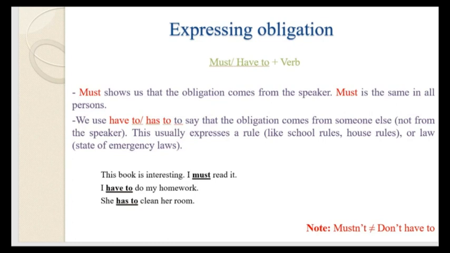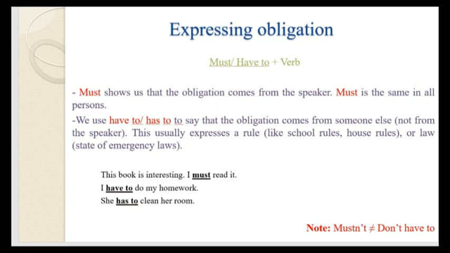For example, this book is interesting. I must read it. I have to do my homework. She has to clean her room. But note, mustn't is not the same as don't have to.